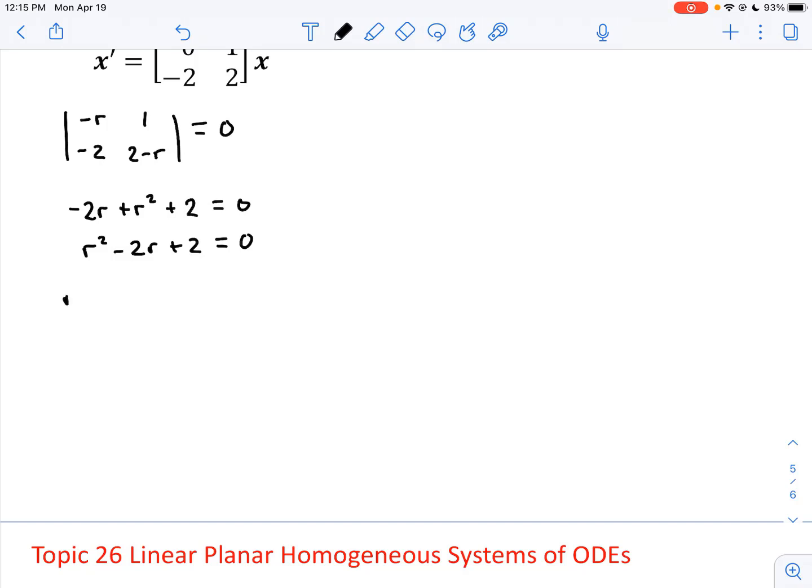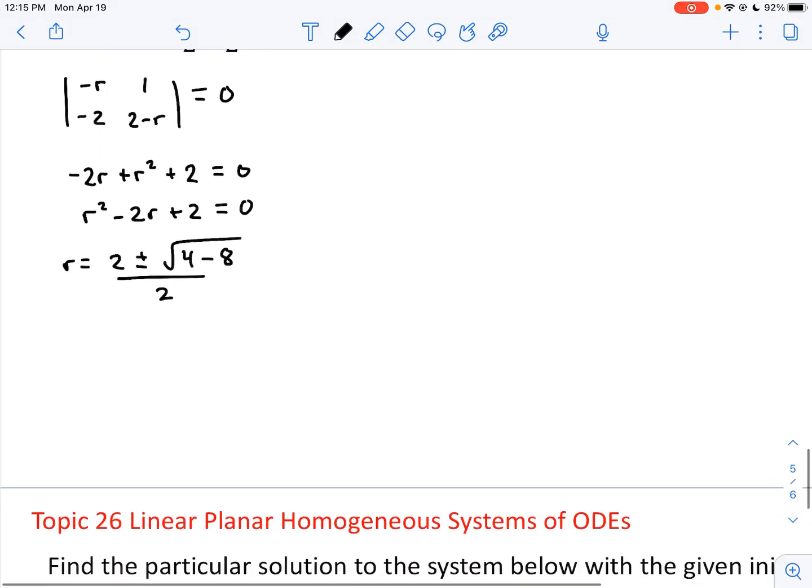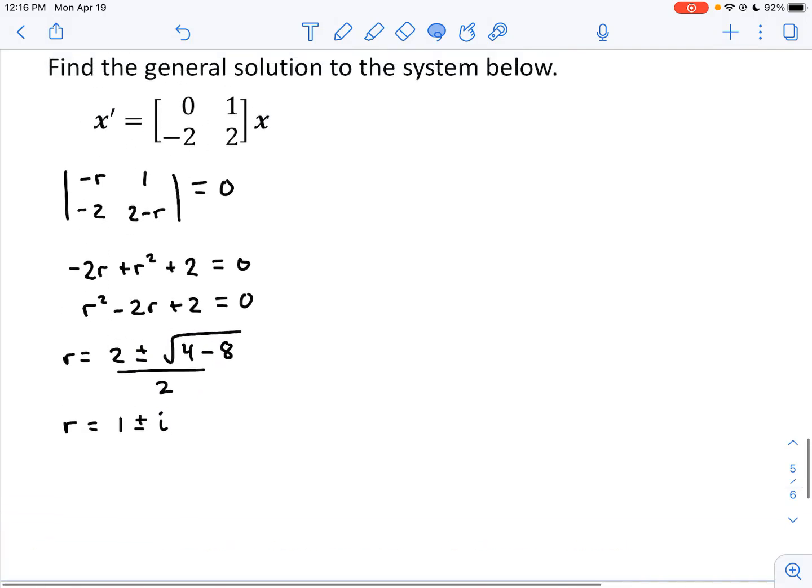Let's use the quadratic formula. So r is going to be -b, so the opposite of -2 is 2, plus or minus the square root of -2 squared, which is 4, minus 4ac, that's going to be minus 8, all over 2a. And this will wind up being r equals 1 plus or minus i. Because we get -4 under the root, and the square root of -4 is 2i, and 2i over 2 is i, and 2 over 2 is 1. So we get 1 plus or minus i. Now we're just going to focus on the 1 plus i. Let's go with that being our r1.